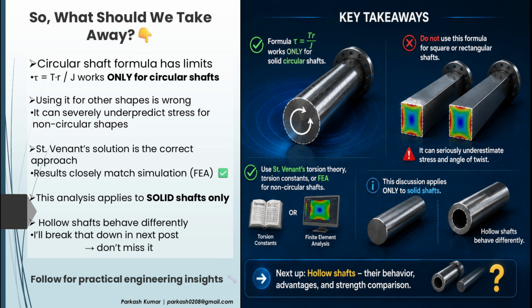So what should you remember? The equation tau equals TR divided by J is correct, but only for solid circular shafts. Its accuracy depends entirely on the assumptions used during its derivation. If you apply the same equation to square or rectangular shafts, it can significantly underestimate both the maximum shear stress and the angle of twist. That can lead to unsafe designs or incorrect engineering decisions. For non-circular shafts, use St. Venant's torsion theory, published torsion constants, or finite element analysis. These methods correctly account for cross-sectional warping and provide accurate results.